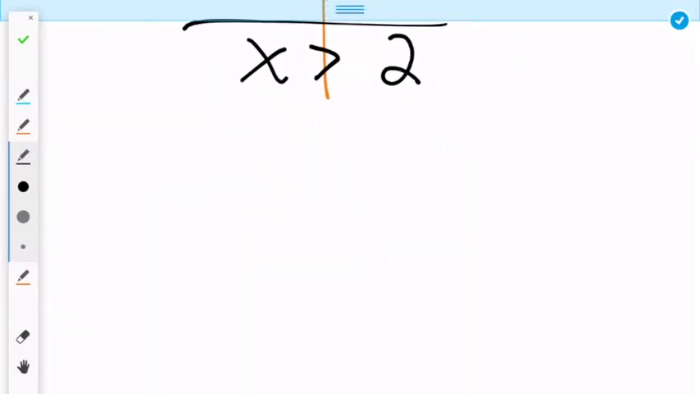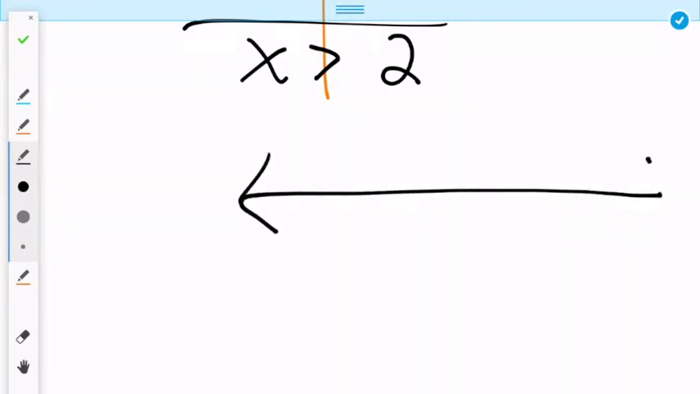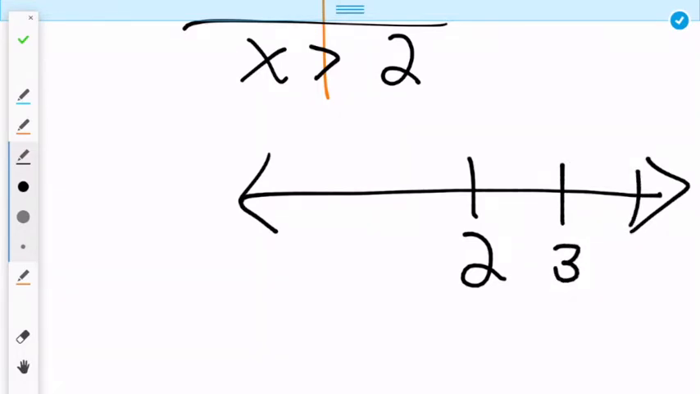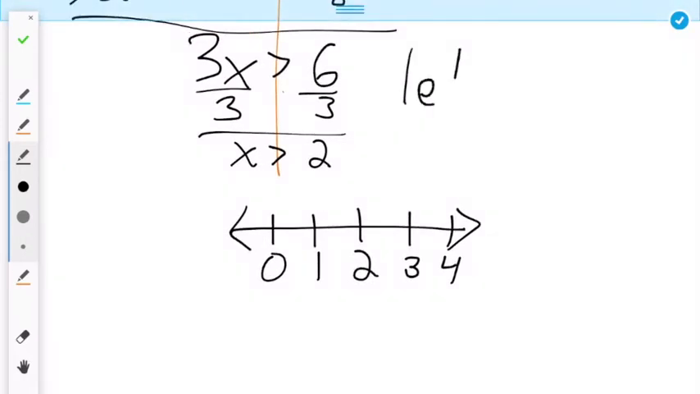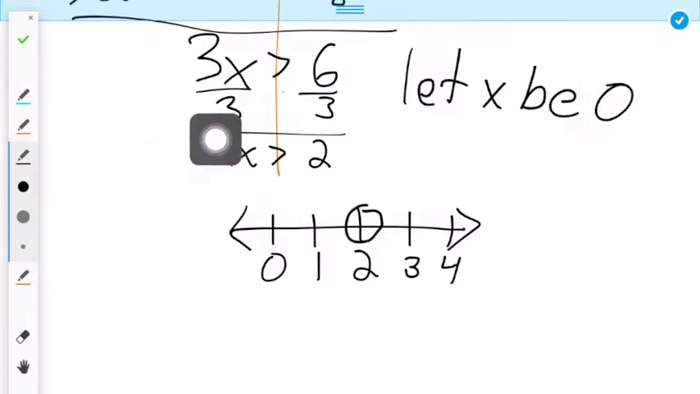Now, when I graph this, put on a number line. I have 2. Moving to the right, I'm going to go 3 and 4. To the left, I have 1 and 0. Again, I want to let x be 0, because right now I'm at 2. It's an open circle because it's just greater than 2.